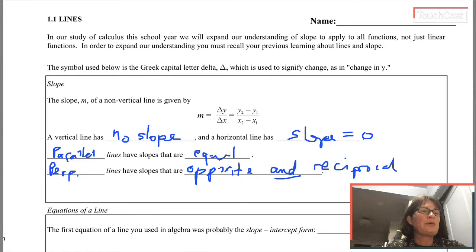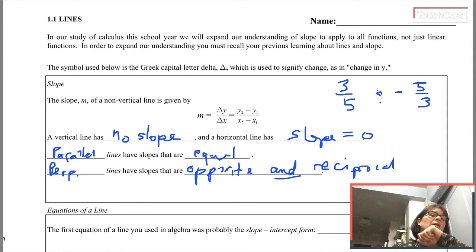If you needed an example of two numbers that are opposite and reciprocal, they are 3/5 and -5/3. 5/3 is the reciprocal of 3/5. We also need to change the sign. So opposite means to change the sign. Reciprocal means to take the numerator and denominator and exchange them.